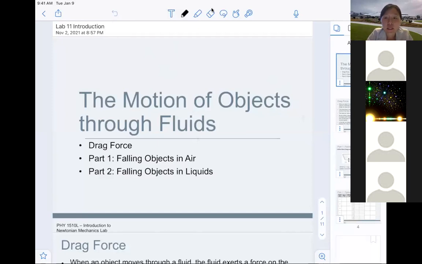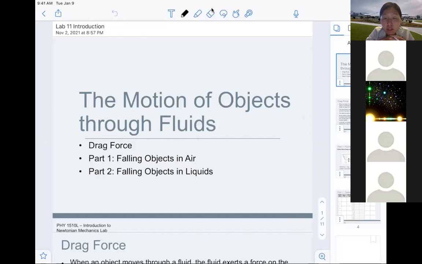Good morning. Today we are looking at fluids for our lab. I don't think any of the lectures in the 1510 lecture has gone as fast as fluids. So we'll have to go through some of the ideas and concepts before we can do this lab.